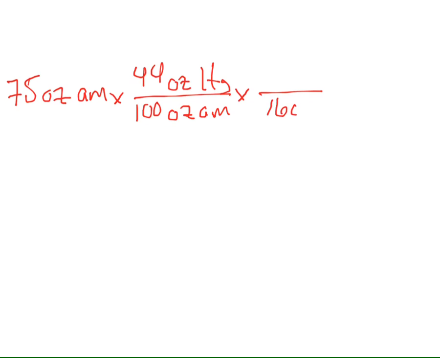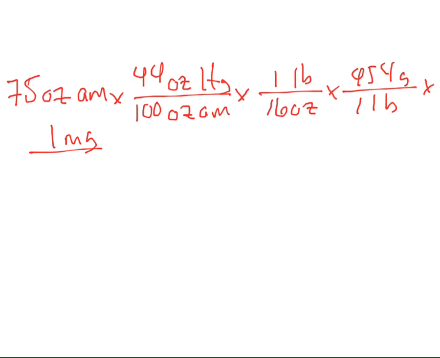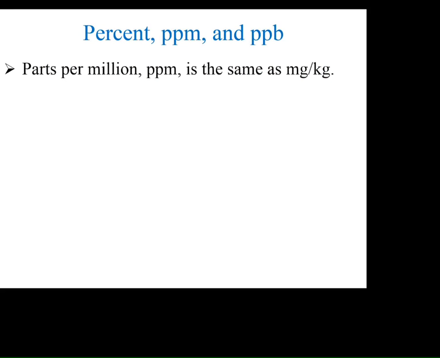16 ounces, 1 pound, 1 pound, 454 grams, 1 milligram, 10 to the negative 3 grams. Same way, and it still would have given you the same answer. So it doesn't matter which way you do it. Okay, so percentage is always just something out of 100. It could be ounces, could be milligrams, could be tons, could be whatever you want to count out of 100.